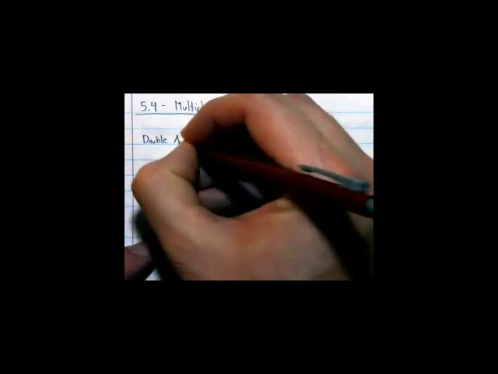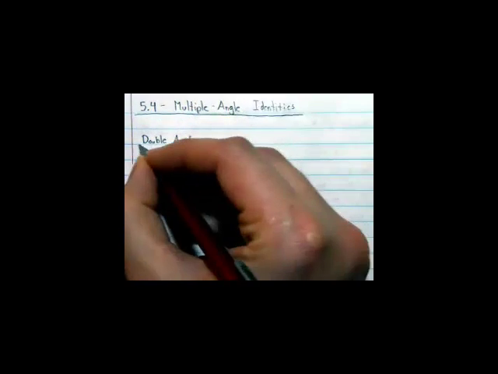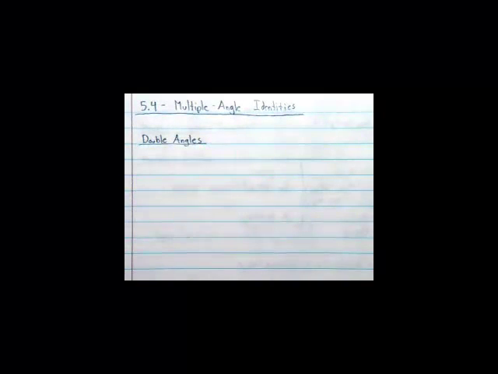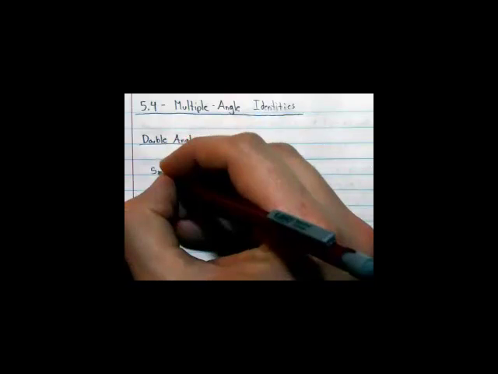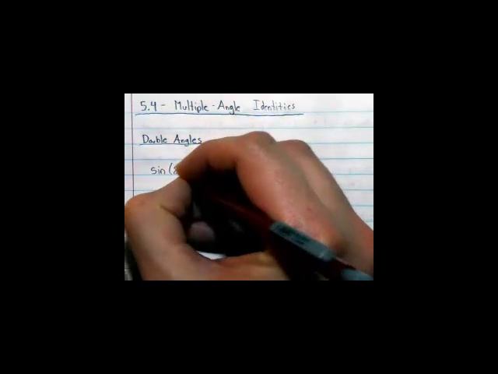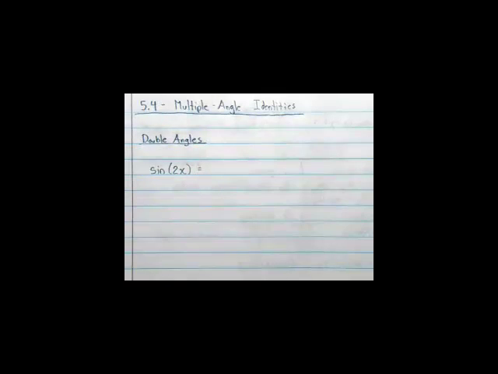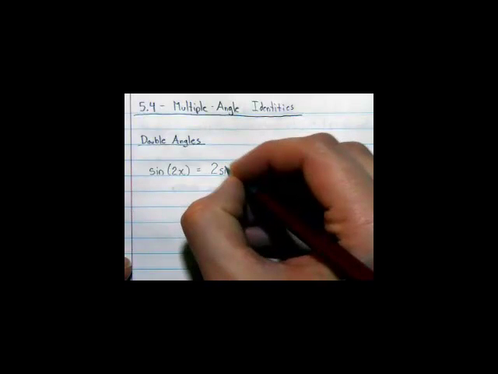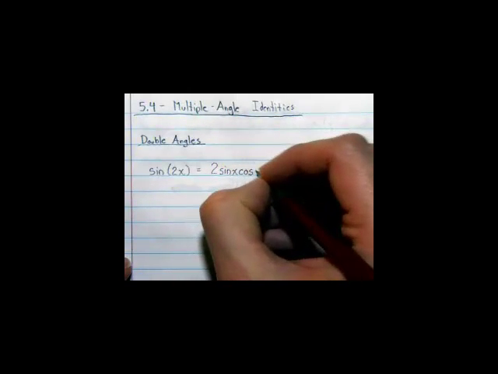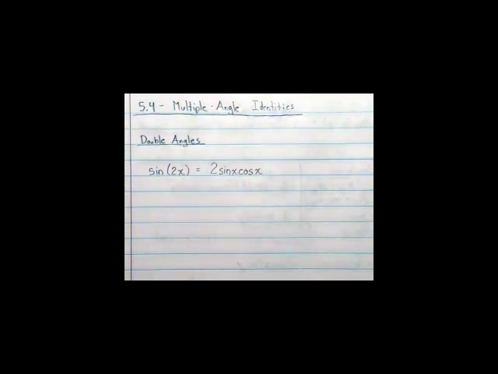Have you jot these down real quick? All right, so sine 2x is equal to 2 sine x cosine x. Okay, so the double angle is the sine 2x, because it's a double inside there. And then if you want to get rid of the 2x part of it, it's 2 sine x cosine x.